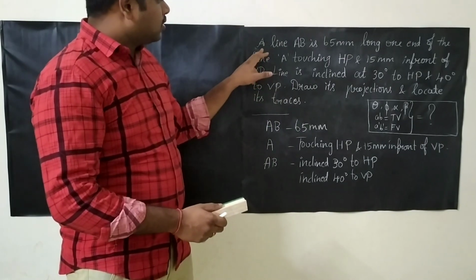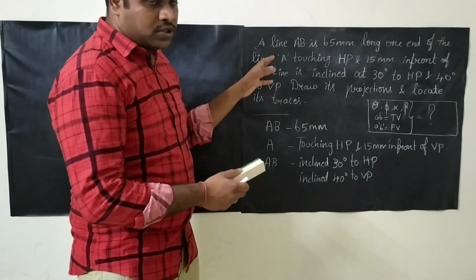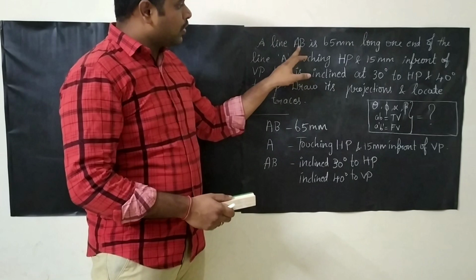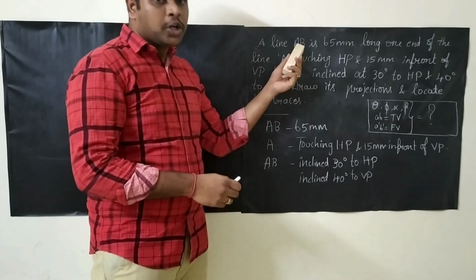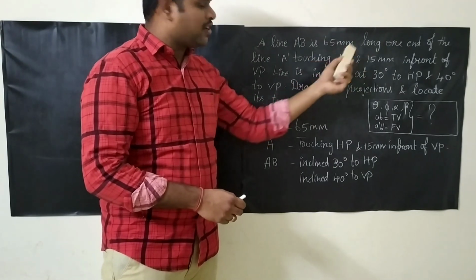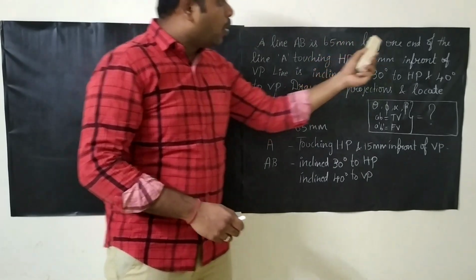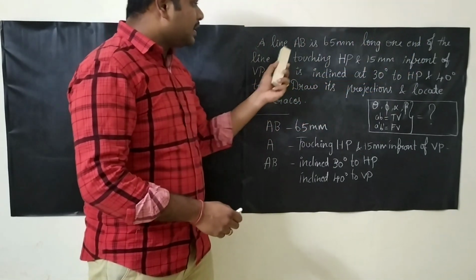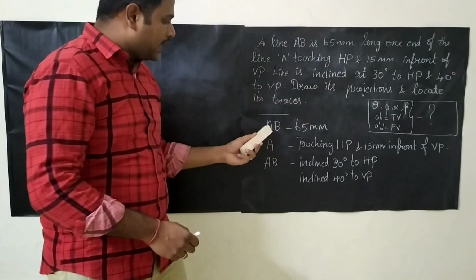Now we are going to see the question, a line AB. So AB will be denoting the true length of the line. So line AB is 65 mm long. This 65 mm will be denoting the true length. One end of the line, A, is touching HP. So we can write the given data like this.